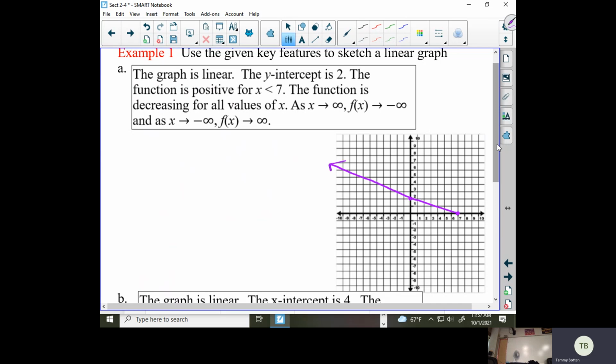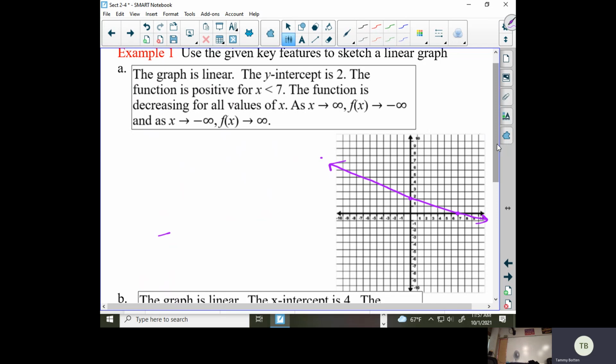in a straight line, because they tell us that this is linear, and now we look back to see, did we cover everything? It says the y-intercept is 2. The function is positive for x less than 7. Positive means the graph has to be above the x-axis, okay? And it is. And the function is decreasing for all values of x. This should be a straight line, but it is decreasing for all values of x.